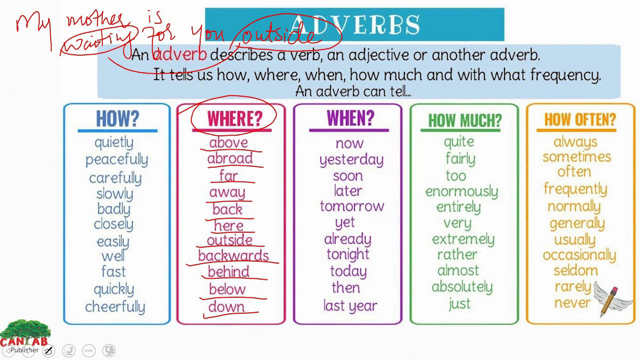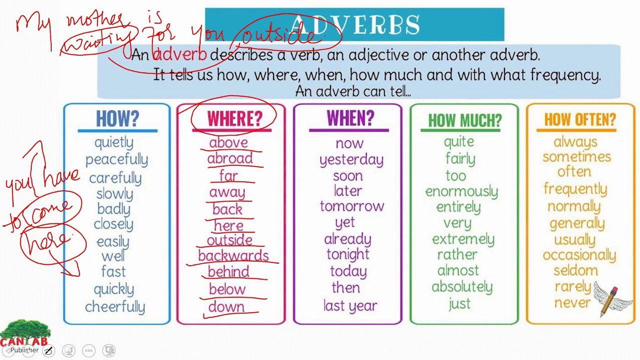Another example: you have to come here. So come is the verb and here is an adverb. Adverb of what? Adverb of place. Yes, we call it adverb of place. Come is the verb and here is an adverb which is modifying the verb come. It tells where the action takes place? Yes, here. Or it can be the name of the place.